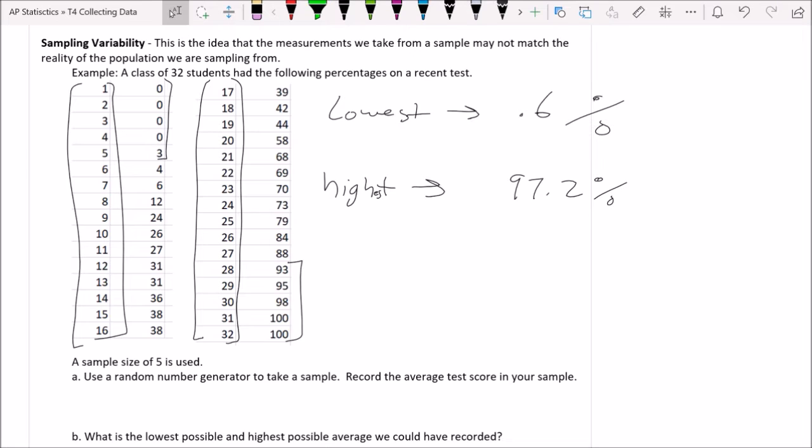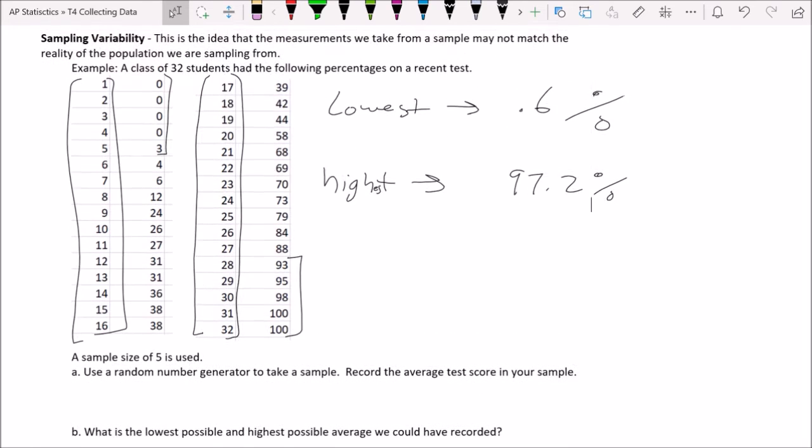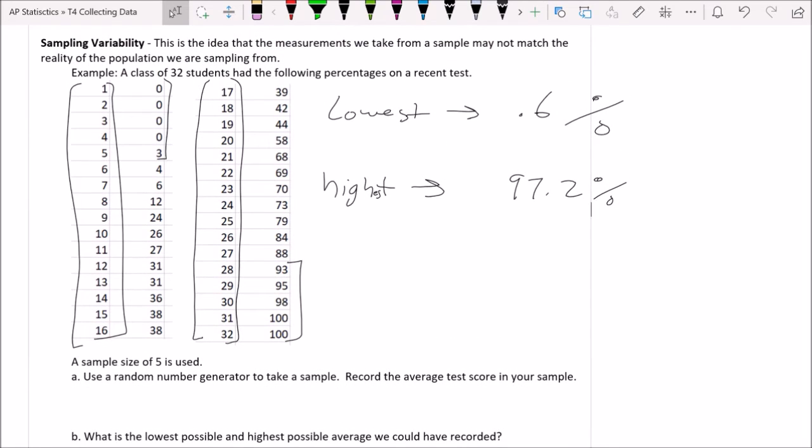So how can we fix that problem? Or what's going on here that's allowing that to happen? And the question is, how can we mitigate that problem? Well, the easiest way to do it is to have a bigger sample size.